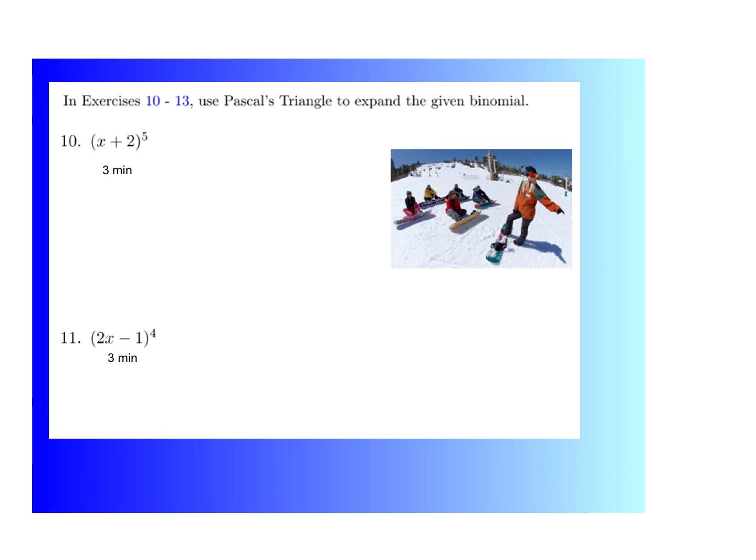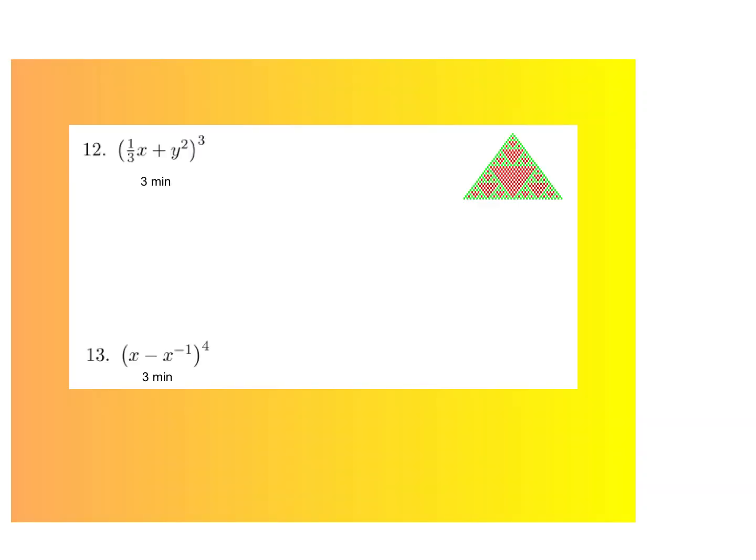Use Pascal's triangle to expand the given binomial. I would personally make 6 blanks for this one, and you're off and running. I'd use Pascal's triangle. On this one, it's just more complicated because, instead of x going all the way across, it's 1/3 x to the third, 1/3 x to the second, 1/3 x to the first, 1/3 x to the 0. And it's got a minus in it too.